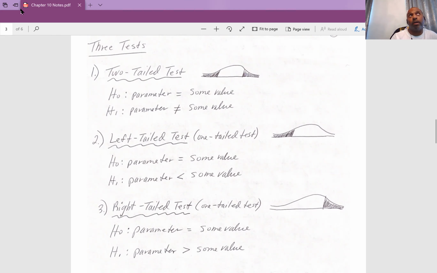Also in reference to our normal distribution, notice two-tailed, here's the diagram. Left-tailed, because the shading we were using would be to the left, and then right-tailed, the shading we're using would be to the right.